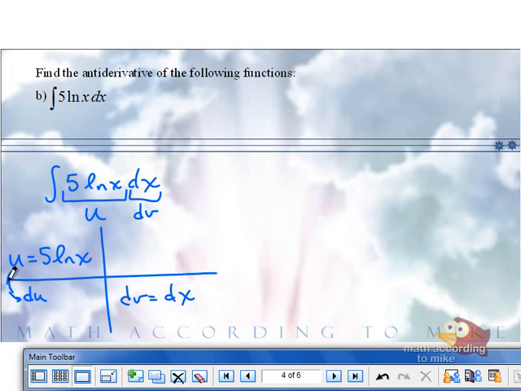1 over x. So 5 times 1 over x is? 5 over x.